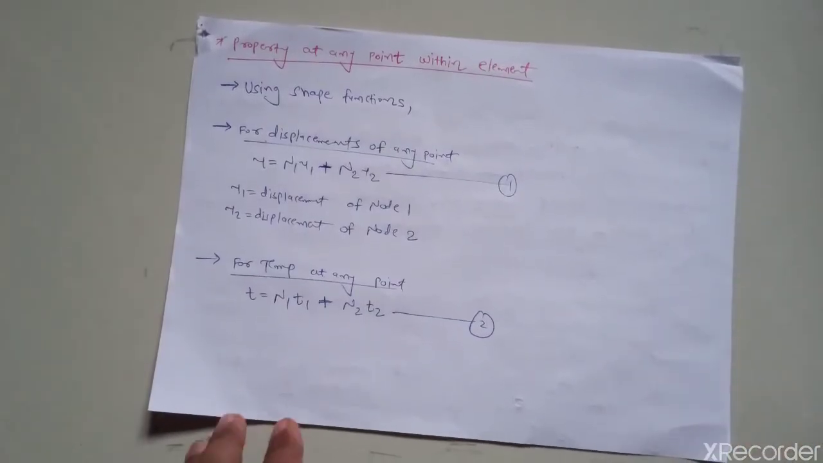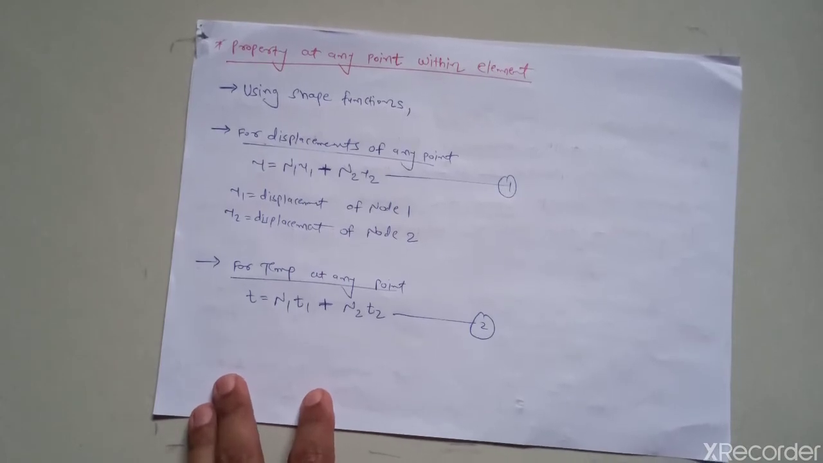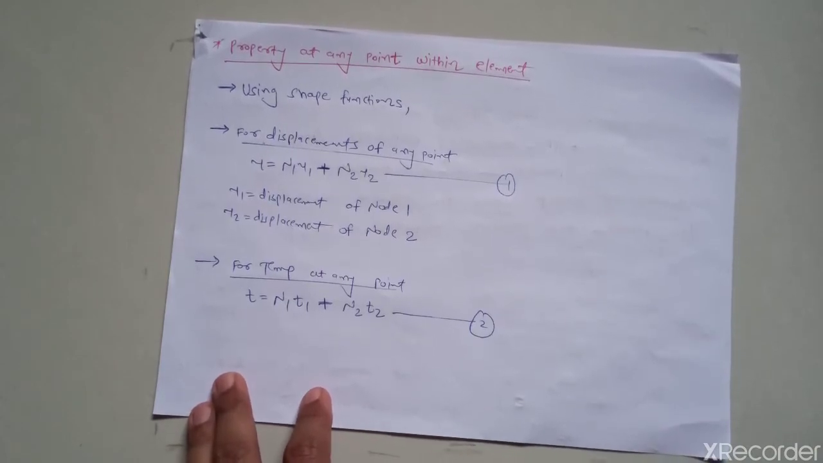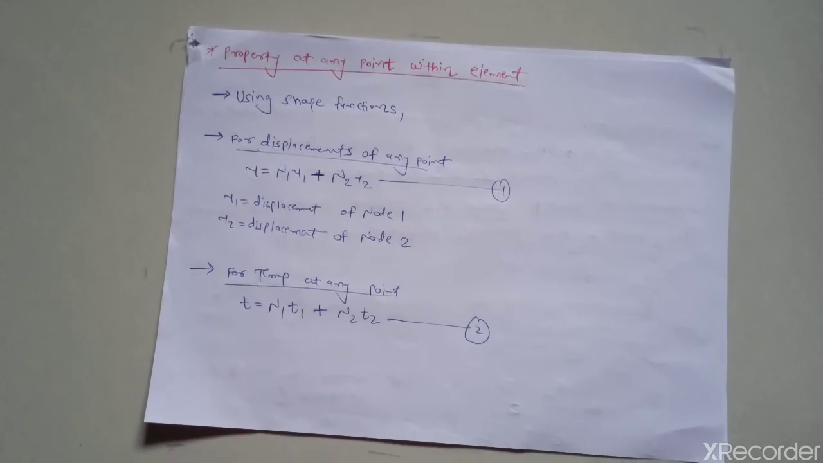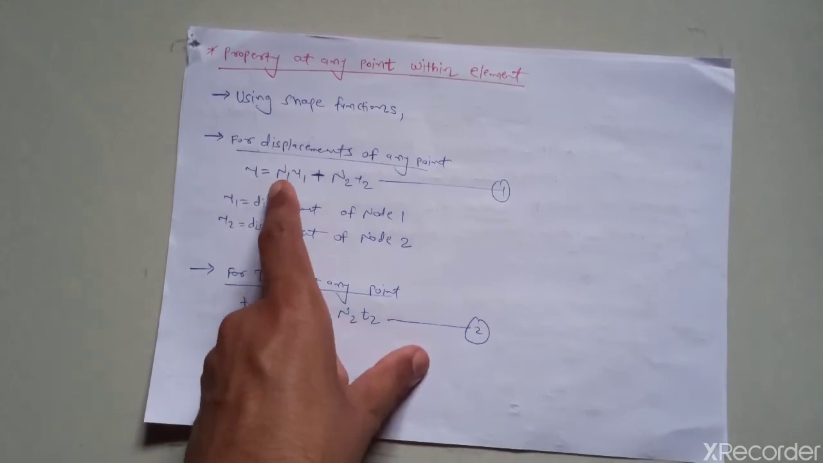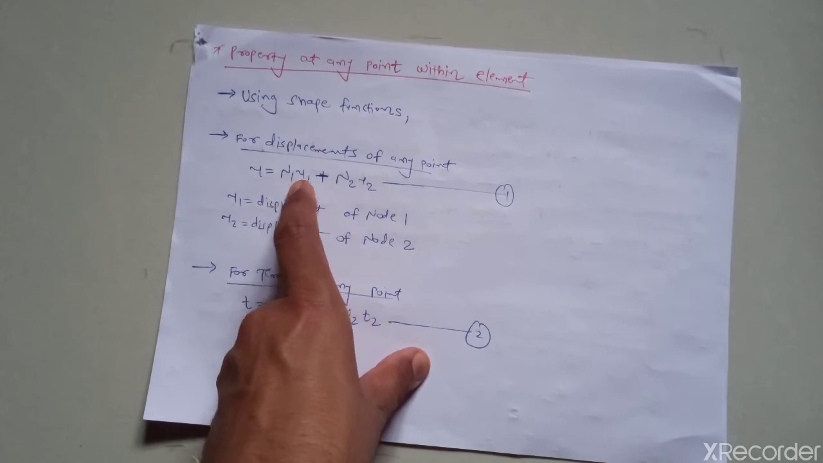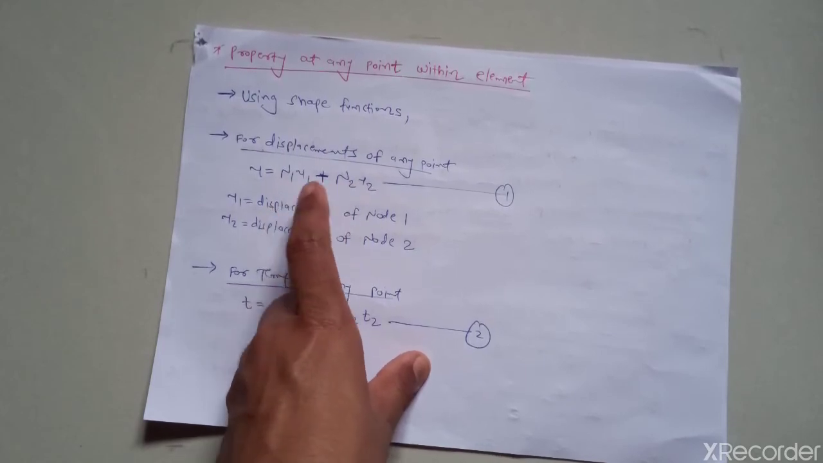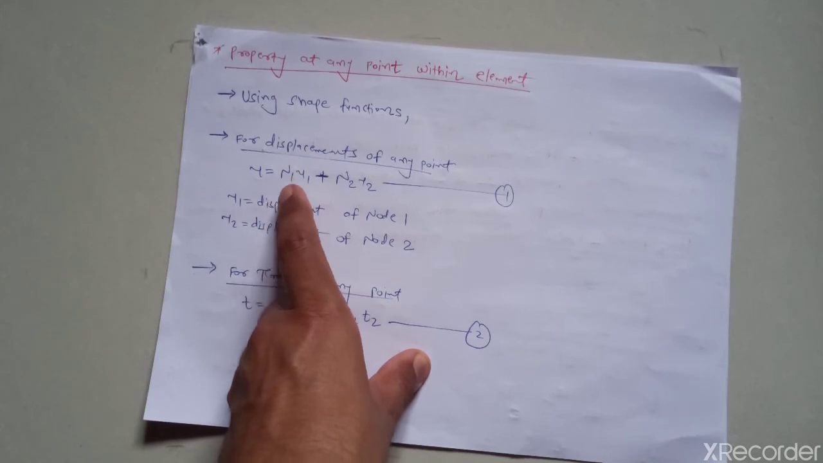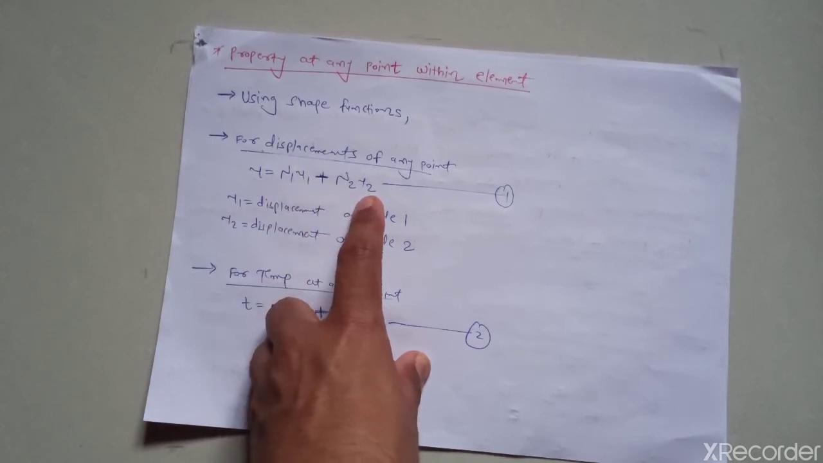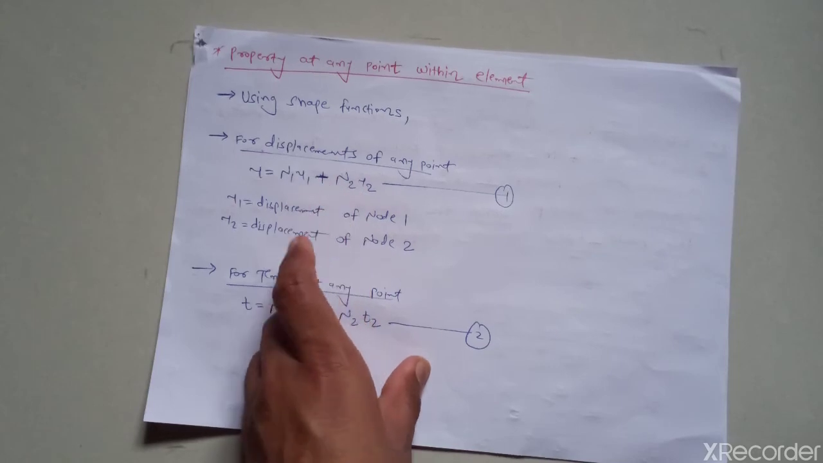Now next we discuss the property at any point within the element. To find the property at any point within the element, we use the shape functions. If we want to find the displacement at any point, then we use this equation: u is equal to N1 u1 plus N2 u2, where N1 and N2 are shape functions, and u1 is the displacement at node 1 and u2 is the displacement at node 2.